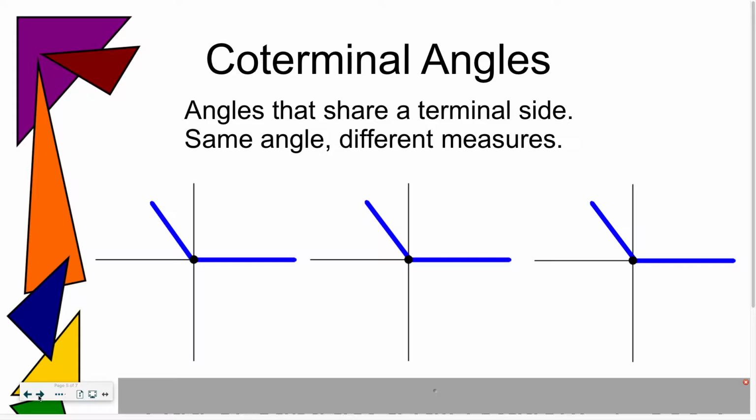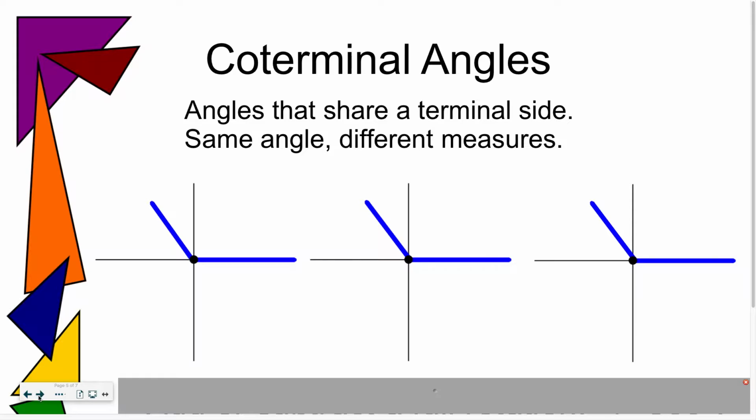Okay, coterminal angles are angles that share a terminal side. So essentially, they're the same angle because they're the same initial, same terminal. They look exactly the same, but they have different measures. And that's because I'm just doing different rotations, right? Or I'm going negative angle.